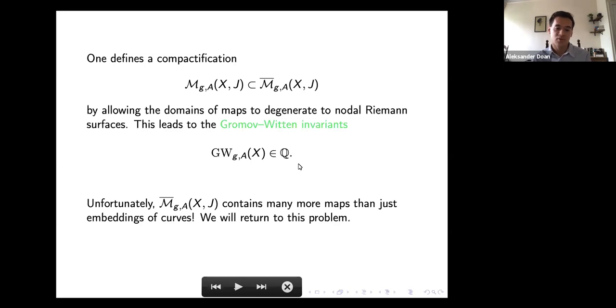And you have to count contributions from all of these, say, less geometric objects. I will return to this problem, and I will explain what these non-geometric objects in the compactified moduli space are. So we do get an invariant, but there is a price to pay: it does not have an obvious geometric interpretation. In some cases, it agrees with the naive curve counting, and in some other cases, it doesn't.